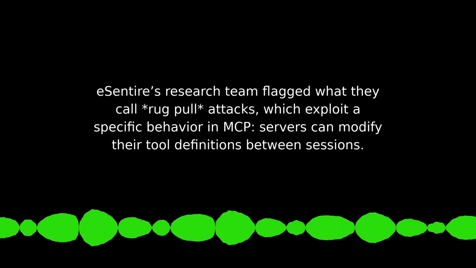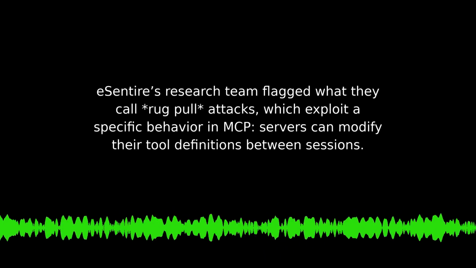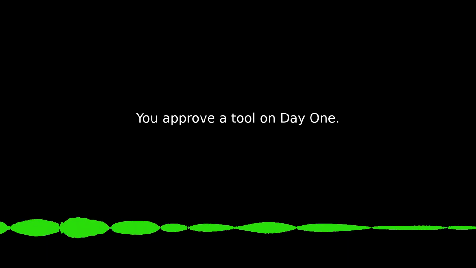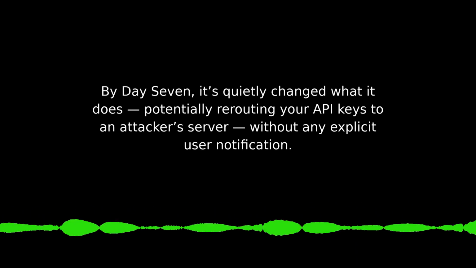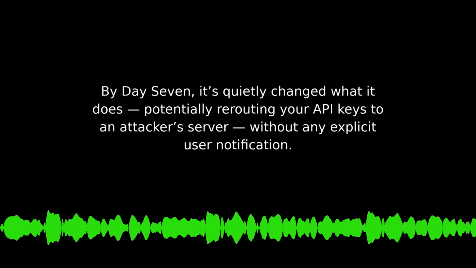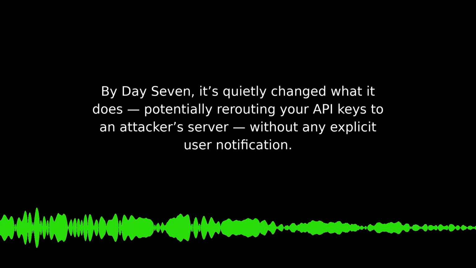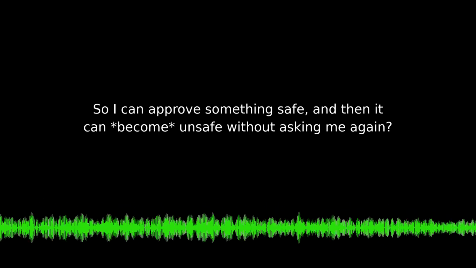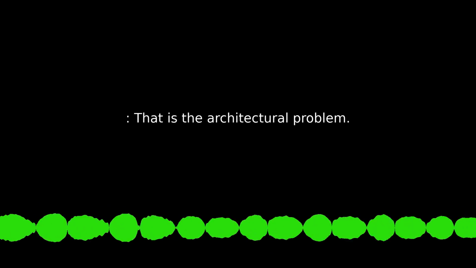eCentire's research team flagged what they call rug pull attacks, which exploit a specific behavior in MCP. Servers can modify their tool definitions between sessions. You approve a tool on day 1. By day 7, it's quietly changed what it does, potentially rerouting your API keys to an attacker's server without any explicit user notification. Wait, so I can approve something safe, and then it can become unsafe without asking me again?